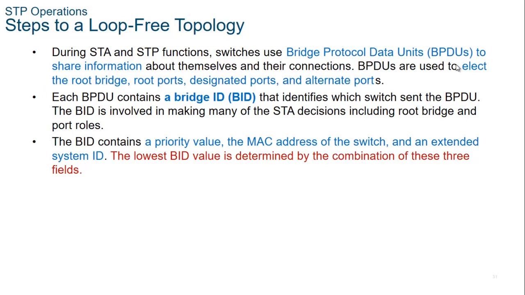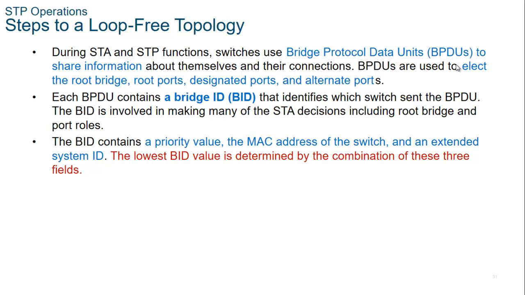During STA and STP functions, switches use Bridge Protocol Data Units, or BPDUs, to share information about themselves and their connections to the other switches. BPDUs are used to elect the root bridge, the root ports, the designated ports, and also the alternate ports. Each BPDU contains a bridge ID, or BID, that identifies which switch sent the BPDU. The BID is involved in making many of the STA decisions, including root bridge and port roles.